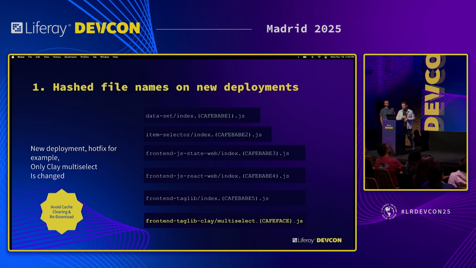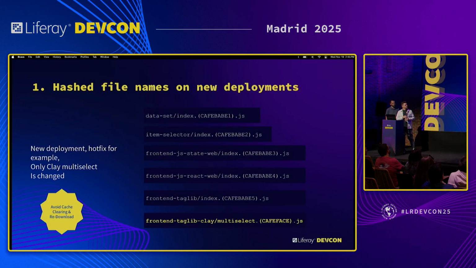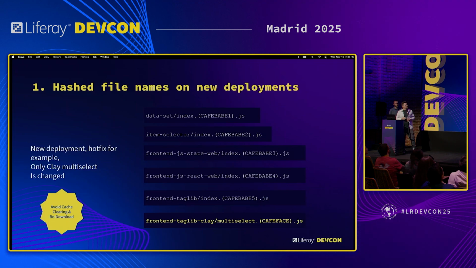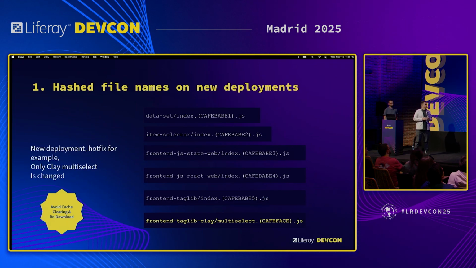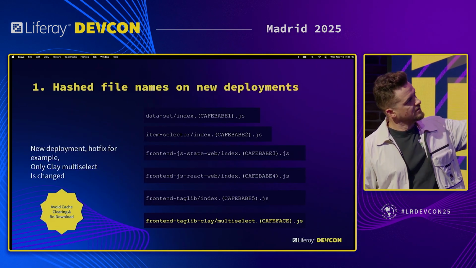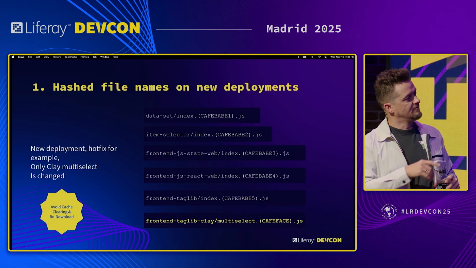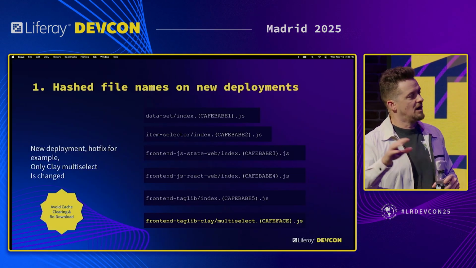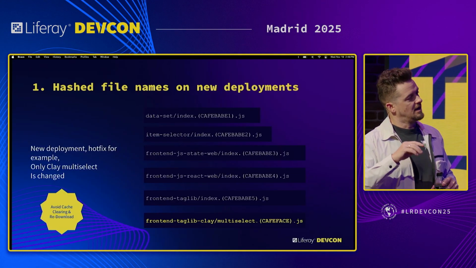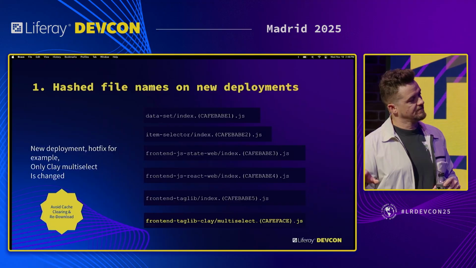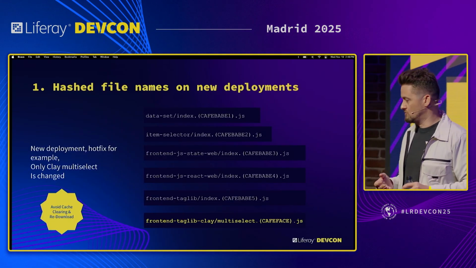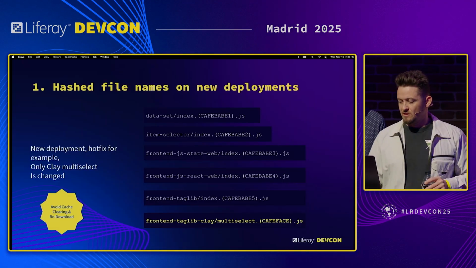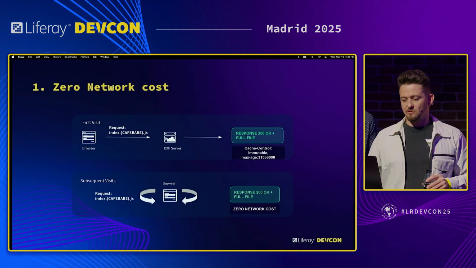So imagine this situation. We have a new deployment, a hotfix for example, and we have been working on the multi-select file. All the white files are not touched, so the hash remains. But for the last one, which is the one with the bug or whatever, as the content has changed, the hash also changes, and then we are sure that we are delivering a new file. So how does this work?